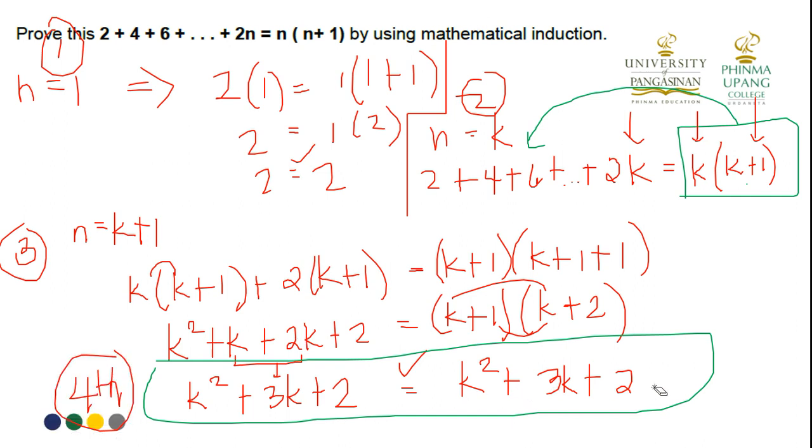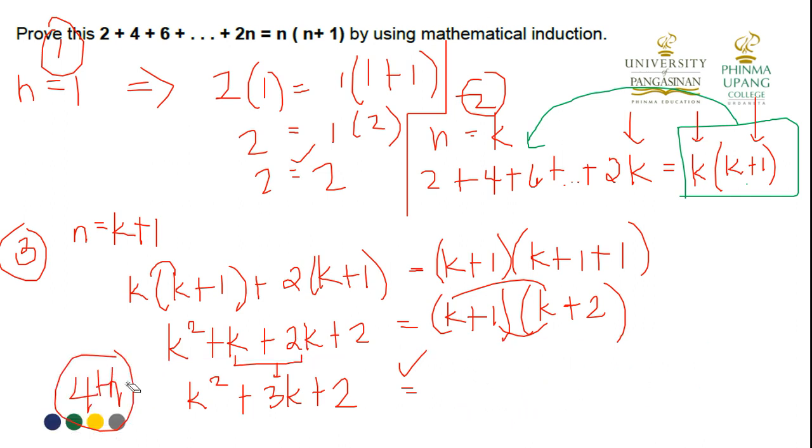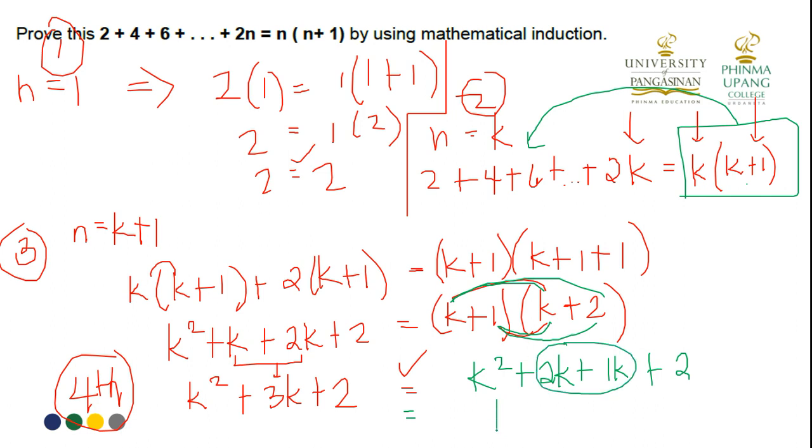Yung right side. Shortcut ko, sinabi ko shortcut ko na. Ulitin natin. Kasi ginawa natin siya kanina, di ba? So, what is k times k? K squared. What is k times 2? Di ba 2k? What is 1 times k? K, or 1k. Parehas lang yan. What is 1 times 2? 2. Then, adding like terms. K squared plus 3k plus 2. O, di parehas na siya dito. Tama. Ayan lang yung sagot, sir.